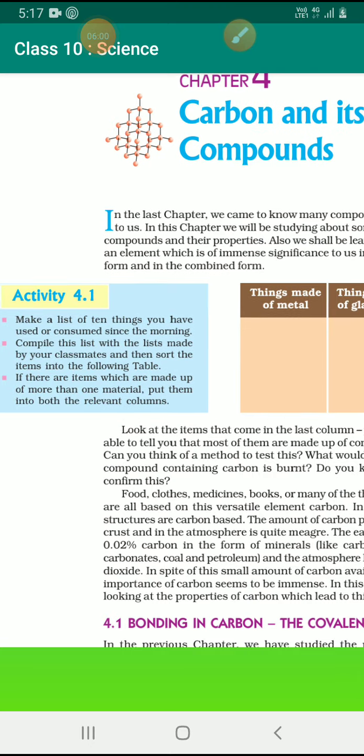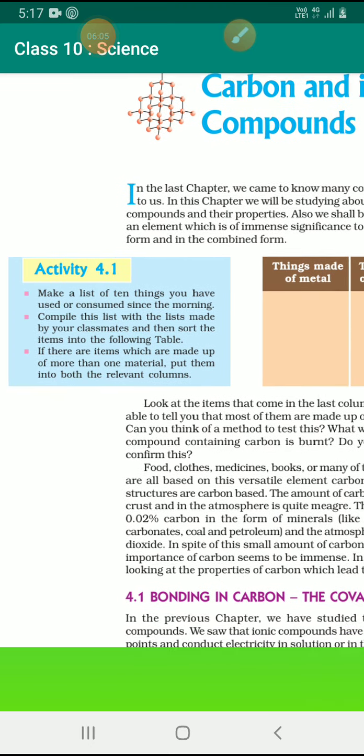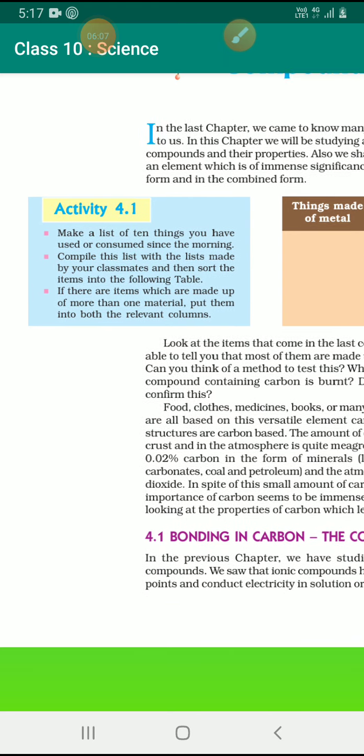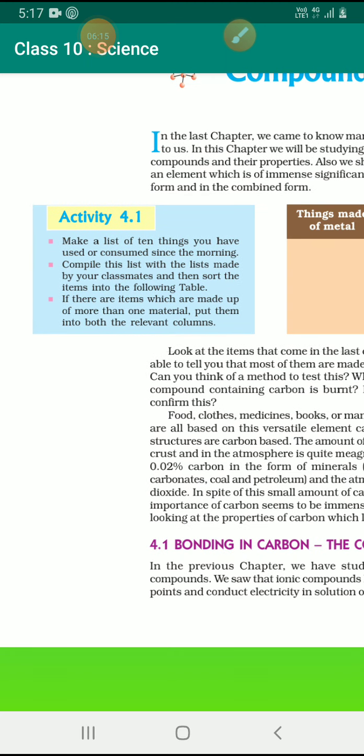All these compounds, we come across many compounds in day-to-day life. There's a small activity given, let's see. It's very simple. Make a list of things you have used or consumed since the morning, from morning to evening. Compile this with the lists made by your classmates and then sort the items in the following table.